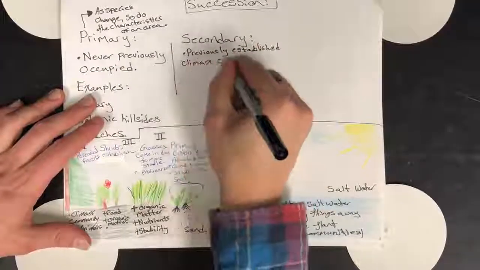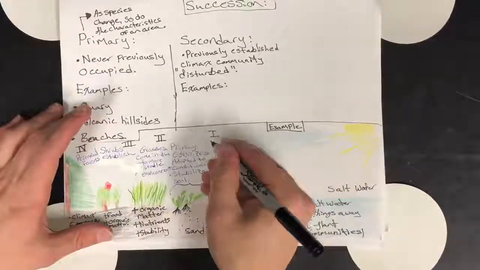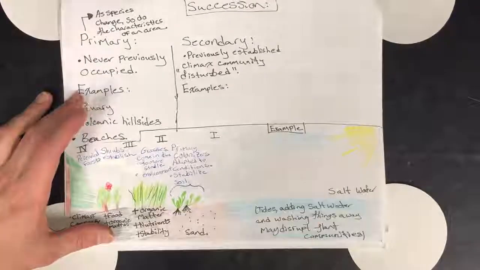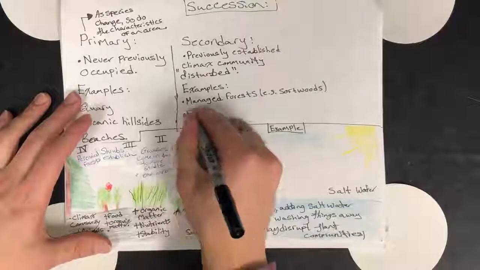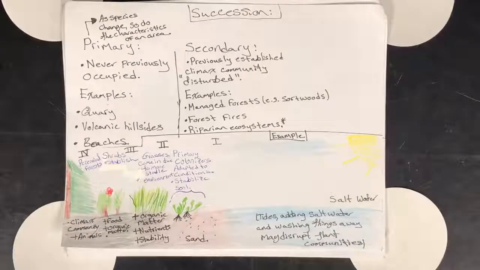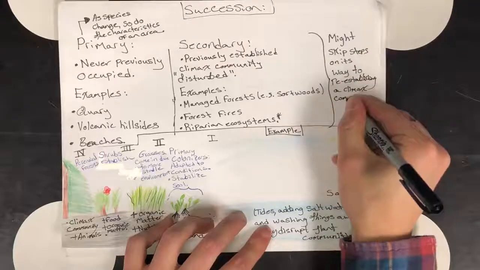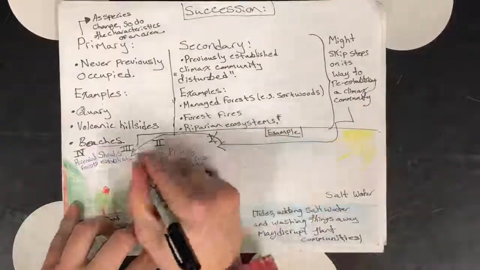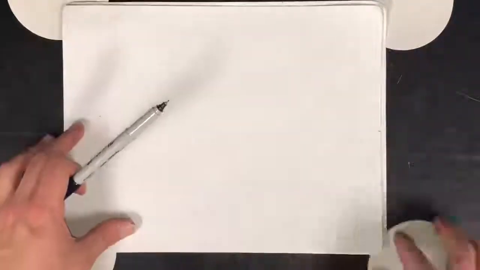Secondary succession occurs when a previously established climax community is disturbed or wiped out by a disastrous event. Examples of this would include clear-cutting in managed forests, such as softwoods in Nova Scotia, forest fires, or flooding in riparian ecosystems that wind up moving a lot of plants around. In this case, steps are often skipped, so you may not need primary colonizers initially, as the soil has already been stabilized enough for other plants to immediately become established.